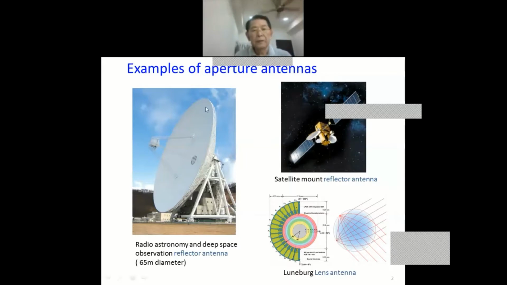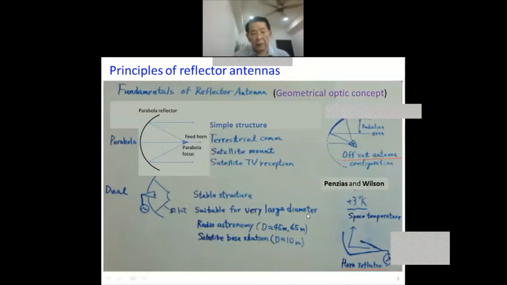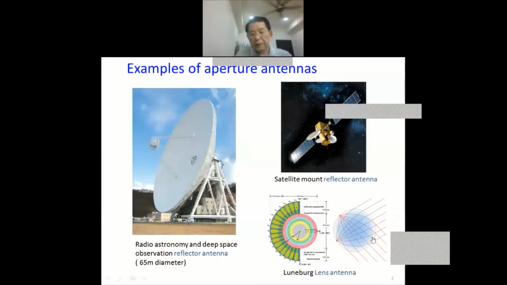So in the group of aperture antennas, the most typical is the reflector, and the more sophisticated is the lens antenna. The radiation pattern is formed from this aperture, so the radiation can be calculated in the same manner.